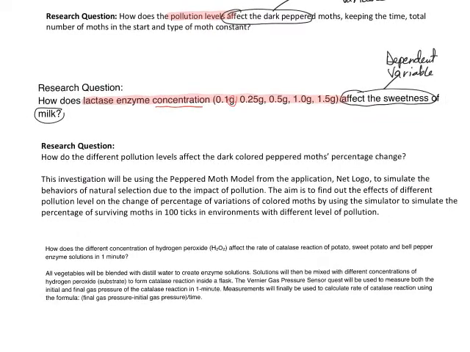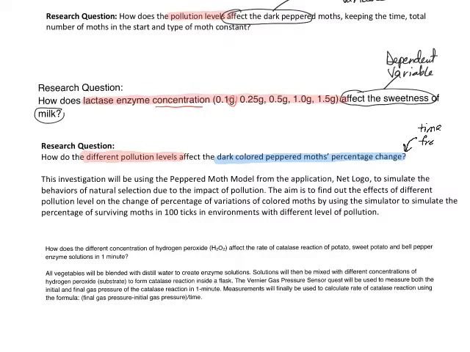Okay, let's take a look at this one. How do the different pollution levels affect the dark colored peppered moth's percentage change? Okay, so number one, let's see. We got an independent variable, different pollution levels. In this experiment, that's really all they could say. And then affect the dark colored peppered moth's percent change. So that's a more clear dependent variable. I think the only thing I would say to make this better is to give me a time frame.